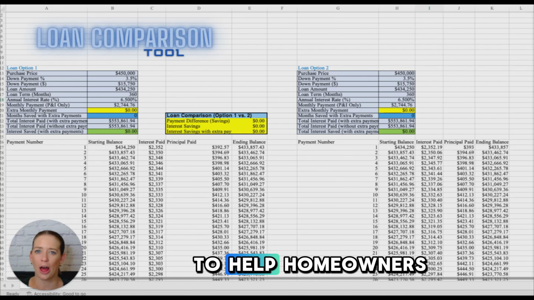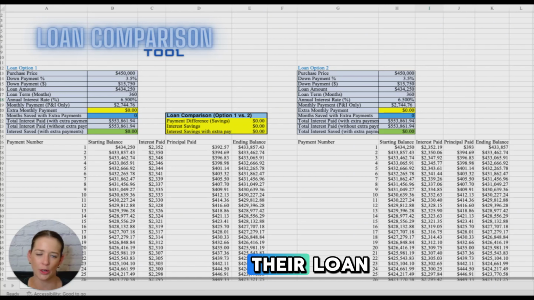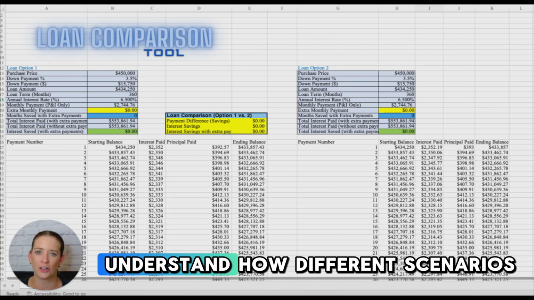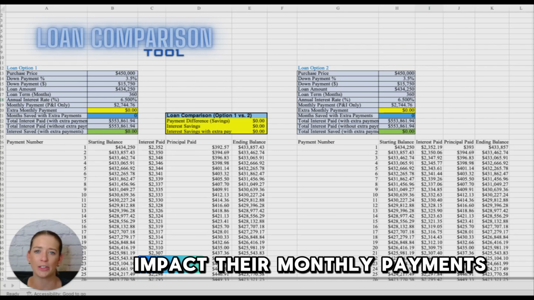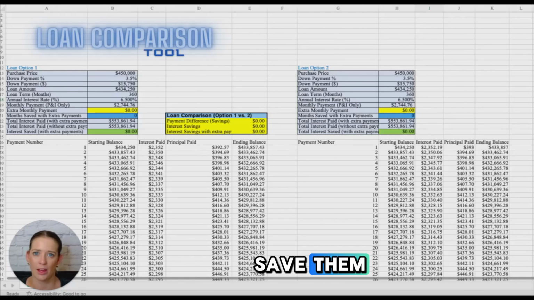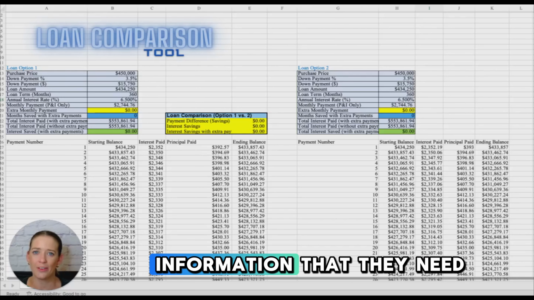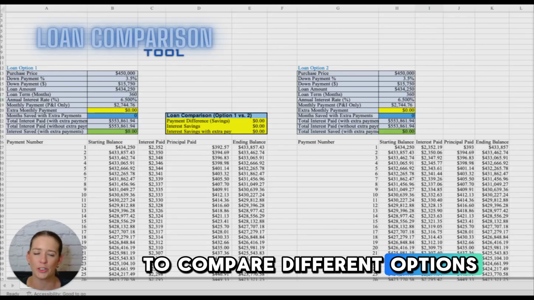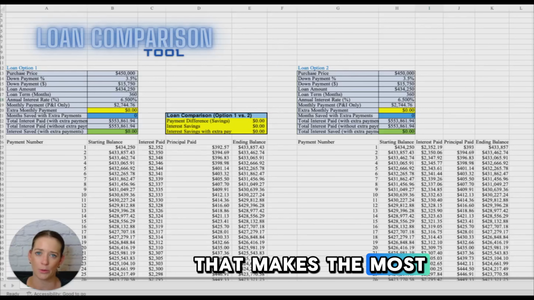I created this tool to help homeowners that might be refinancing their loan or potential home buyers understand how different scenarios impact their monthly payments and understand how different scenarios may cost or save them. Consumers can utilize this tool to get the information that they need to compare different options and make the decision that makes the most sense for them.